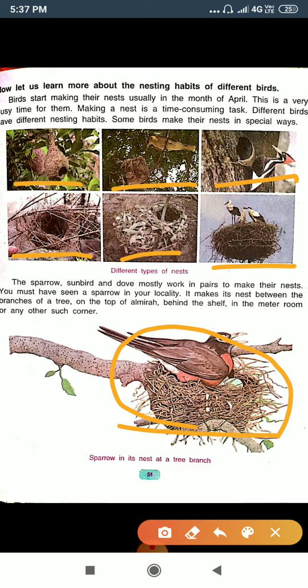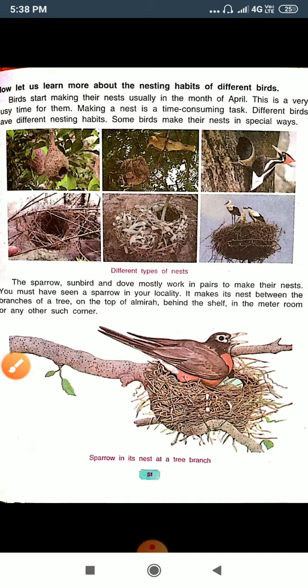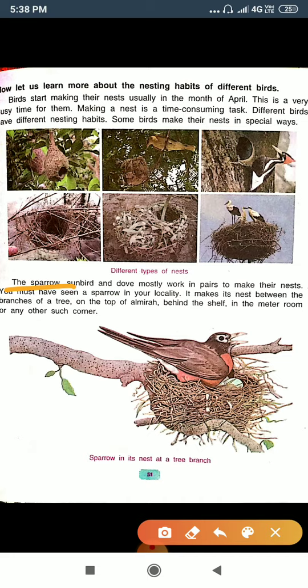Now I'm going to start to explain this. First of all, I will tell you that birds usually start making their nests in the month of April. This is a very busy time for them, and different birds have different nesting habits. So their nests are of different types, and they make their nests in special ways. Now see this sparrow. Sparrow, sunbird, and dove mostly work in pairs. Pairs, meaning together. They work in pairs to make their nest.